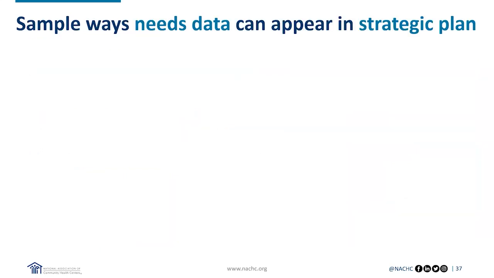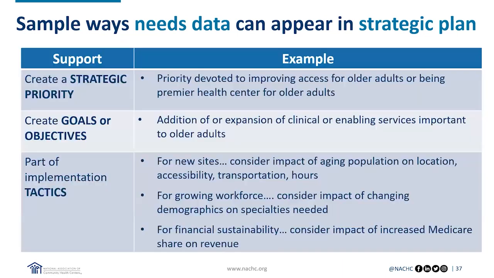Let's take a moment to look at some of the ways that needs data can actually show up in your strategic plan. So take, for example, a health center whose needs assessment showed an aging population in their community. We know this is the case for many health centers. How might understanding that your community has an aging population translate into a strategic plan?